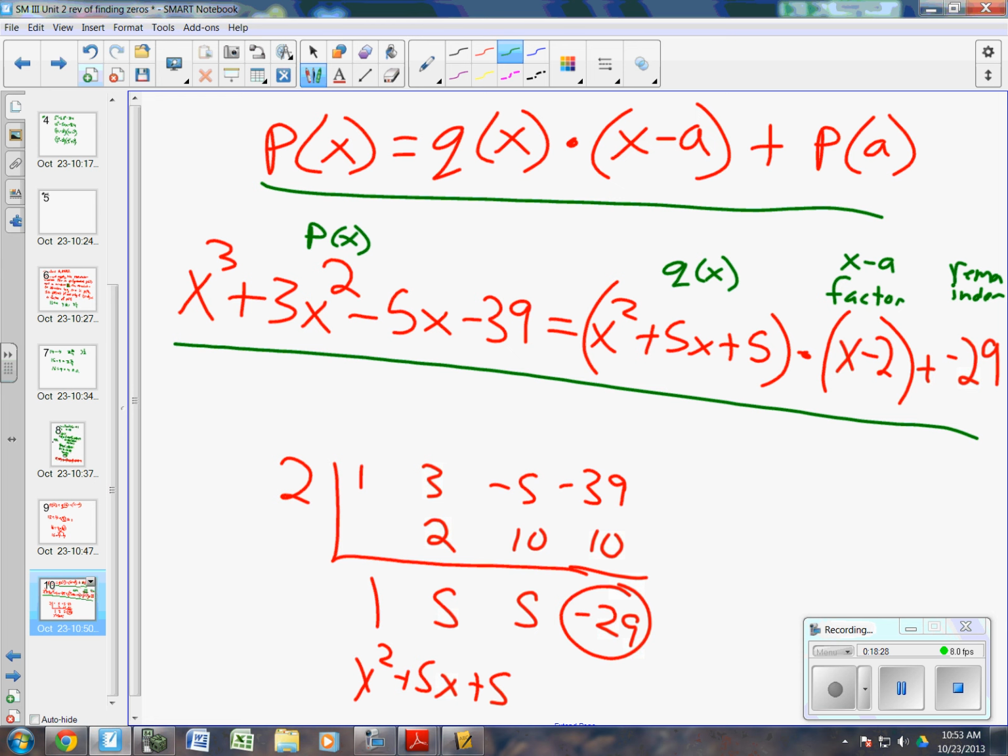Okay? So we get this down. Plus a negative 29. So a polynomial P of X is equal to, in this case I took 2 and divided it into it, what you got when you divided 2 into it, times the factor, X minus 2, plus the remainder. That's what it's equal to. If you multiplied this part right here by this part right here, and then added negative 29, you would get what we started with right here.